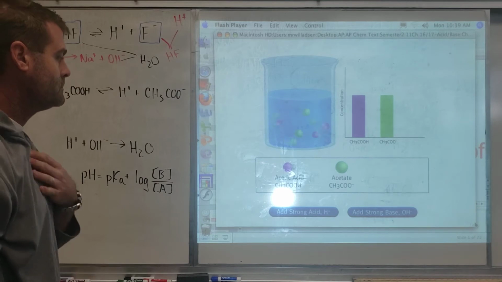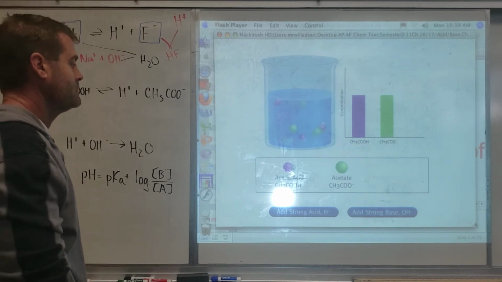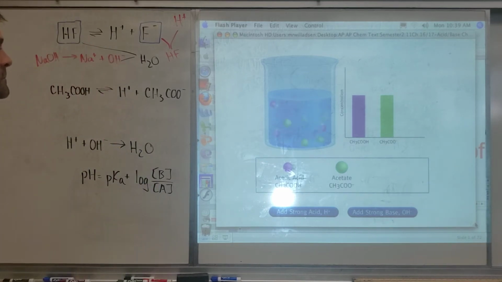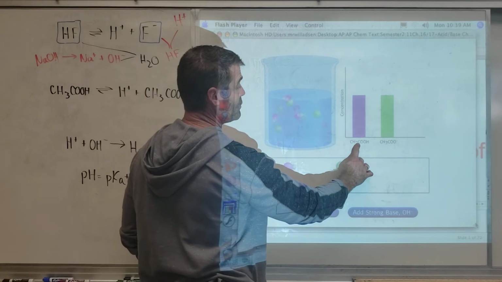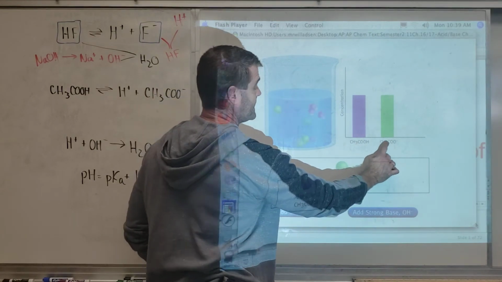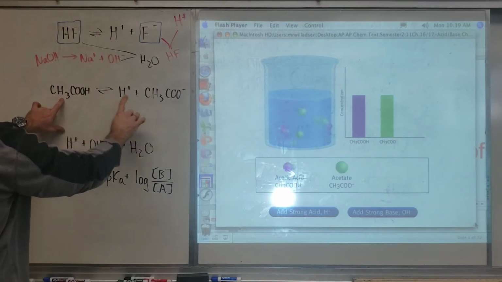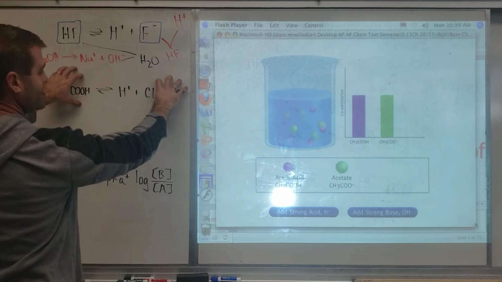A buffer solution has the ability to resist changes in pH upon the addition of small amounts of either acid or base. Choose to add a strong acid or a strong base to the buffer by clicking one of the buttons. So typically we're going to have equal amounts of a weak acid and its conjugate base. That's right here. Here's the weak acid, and we have an equal amount of the conjugate base.